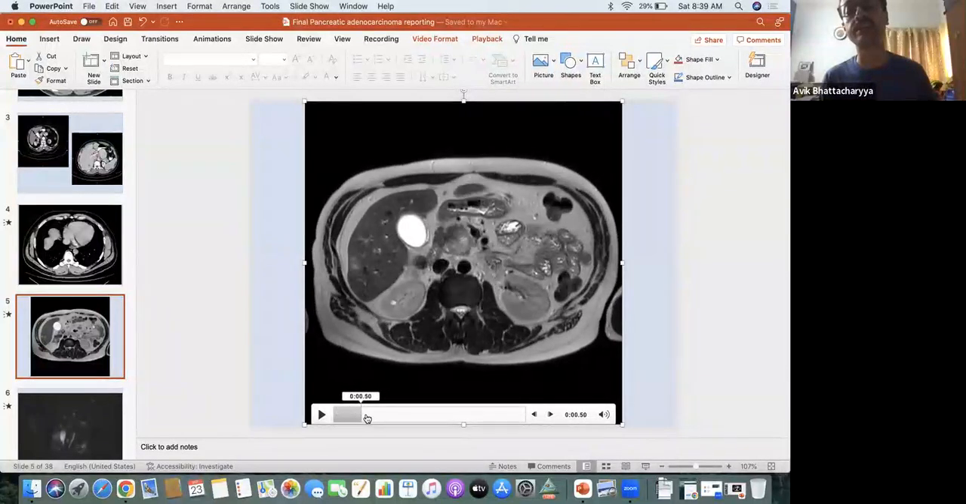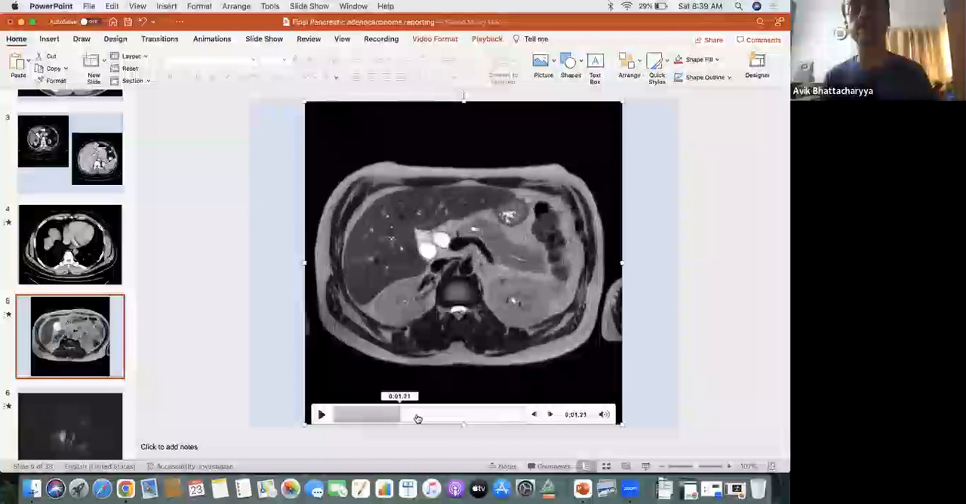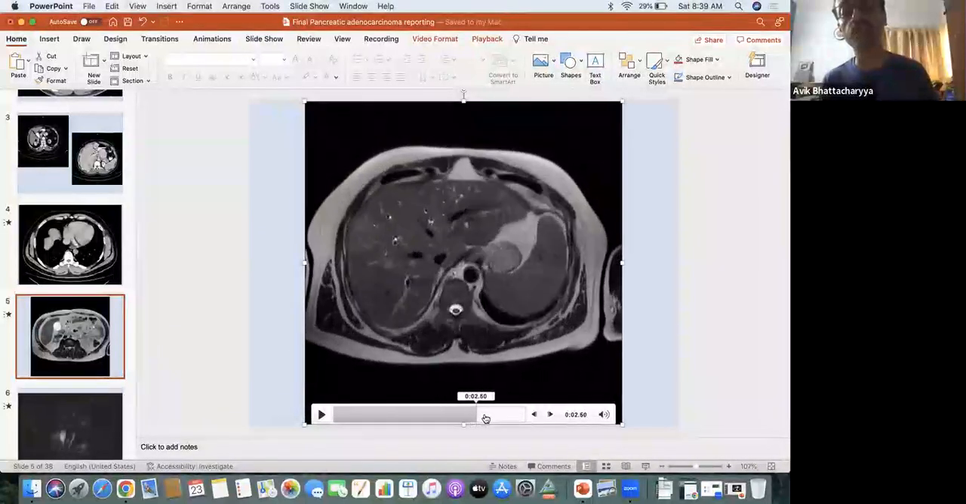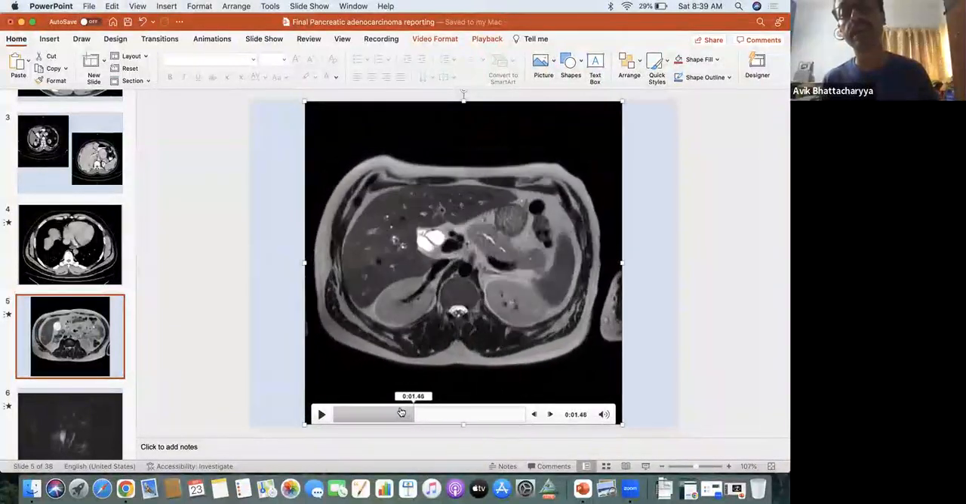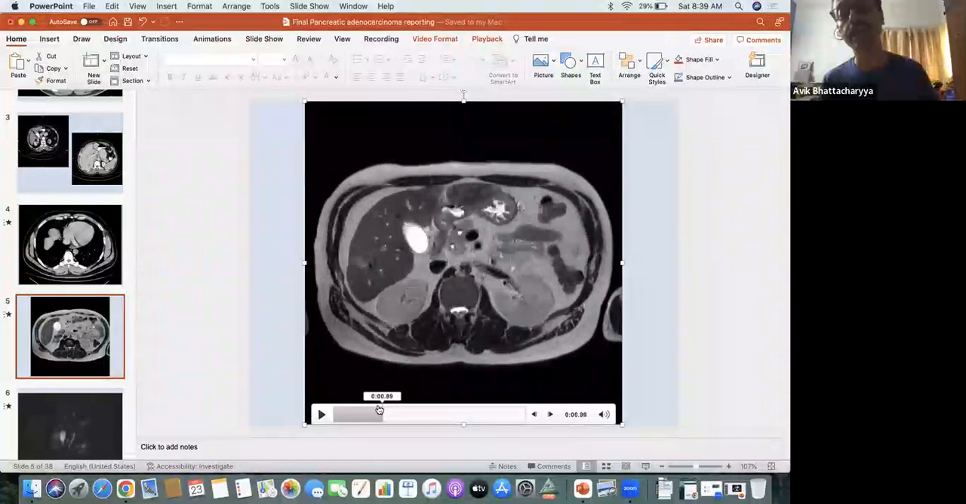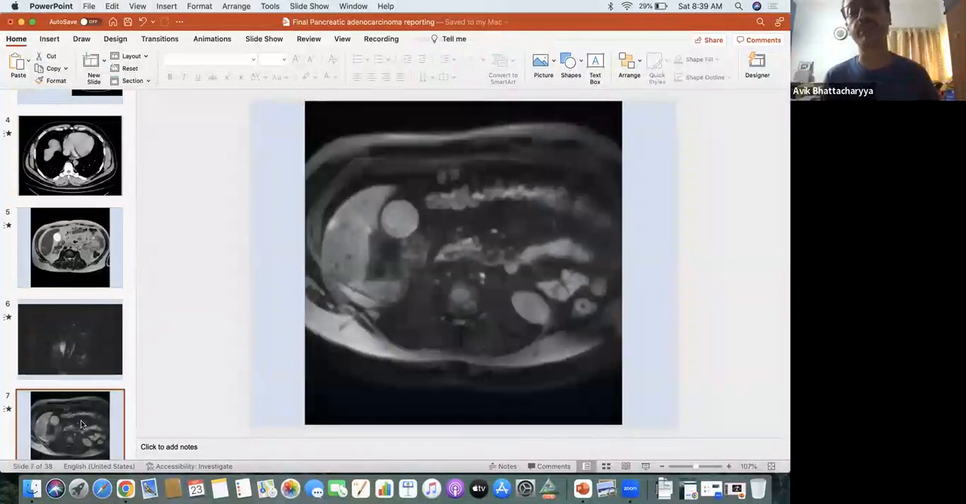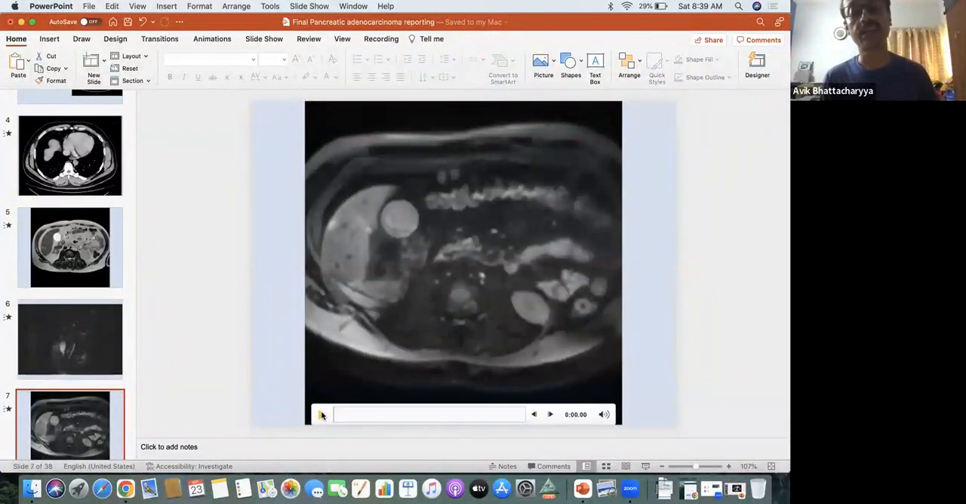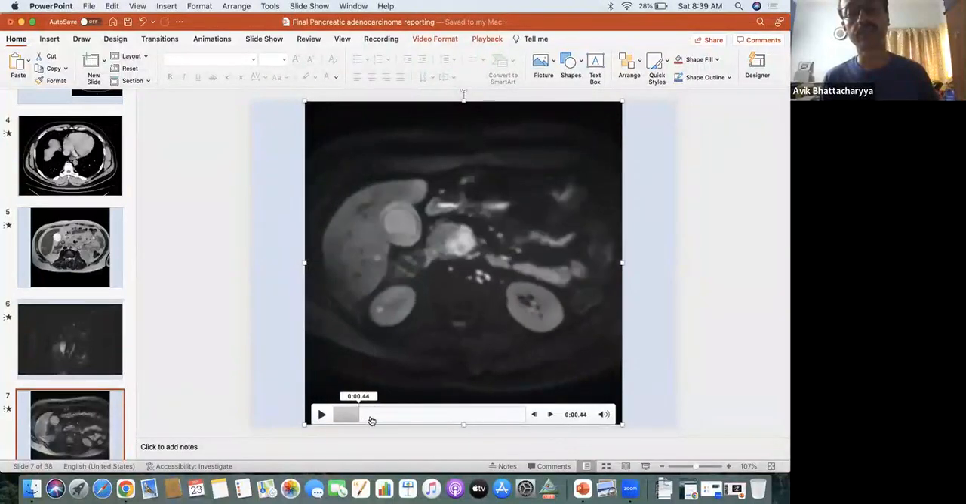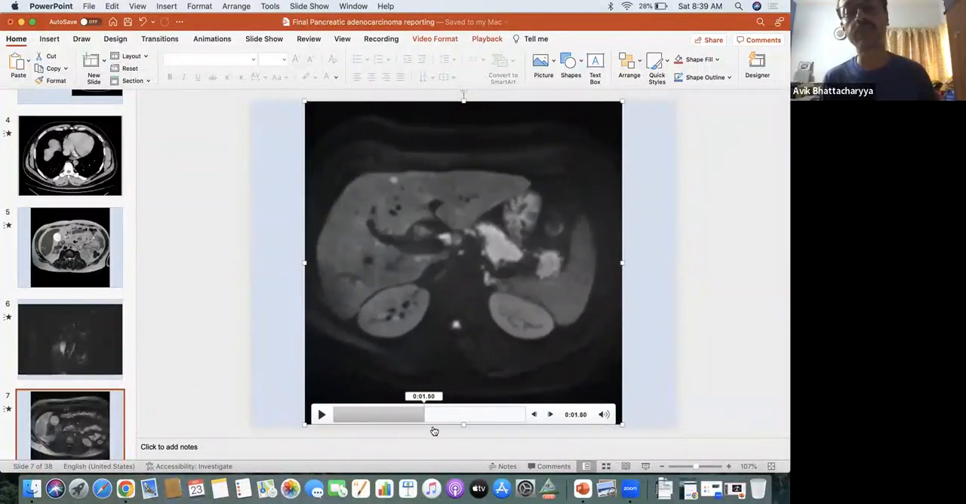Same patient, I showed you the CT scan. Multiple liver lesions are more conspicuous. CBD is dilated, abrupt narrowing at the pancreatic part, and there is a lesion which is otherwise resectable from local point of view. Then we did a diffusion weighted image. This is diffusion study, and you focus on the liver lesions. See, there are so many lesions.